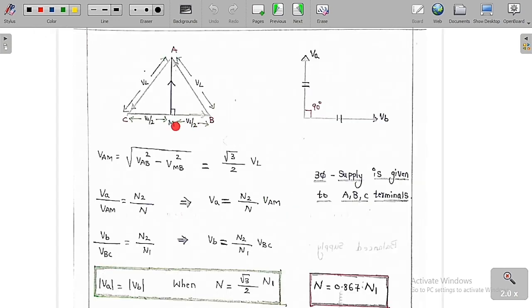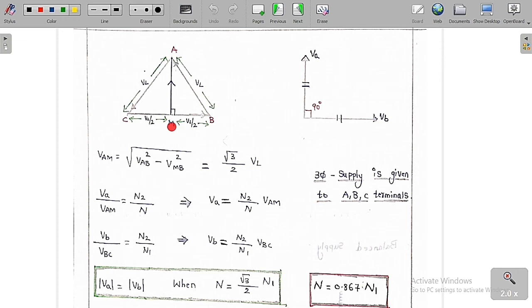In a three-phase balanced supply, with VA, VB and VC, we can make a triangle by rearrangement. So the line voltages here are VAB, VBC and VCA, drawn in a triangle fashion. Each line voltage has a length of VL because it is a balanced supply. So this is VL, this is VL and this is also VL.